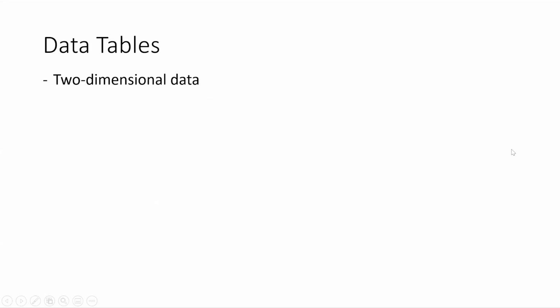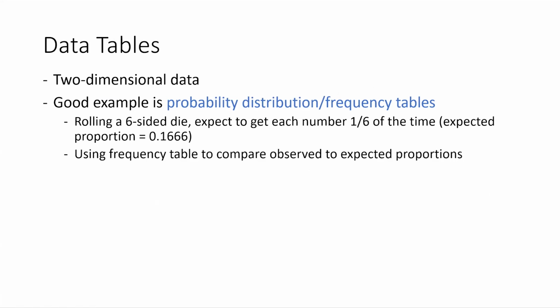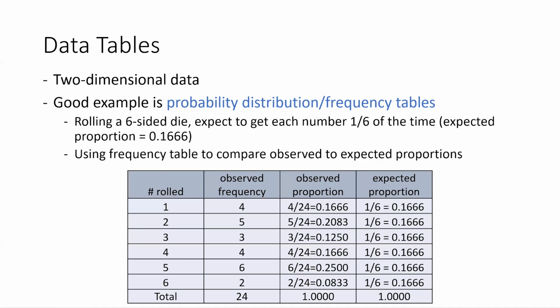When we have data tables, we have two-dimensional data, and a good example is a probability distribution or frequency tables. Again, we're going to be doing a lot of probability distributions and frequency tables next week. So, for example, if we roll a six-sided die, we expect to get each number 1/6 of the time, right? And we can use a frequency table to compare observed and expected proportions.